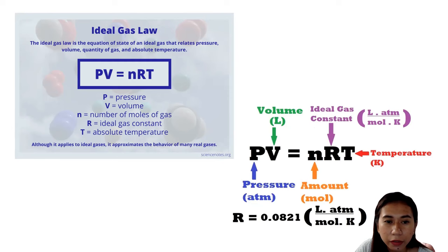So here, memorize this, ha? PV equals nRT. And memorize also the R, that's the ideal gas constant. The value of R is 0.0821. 0.0821. Yan.